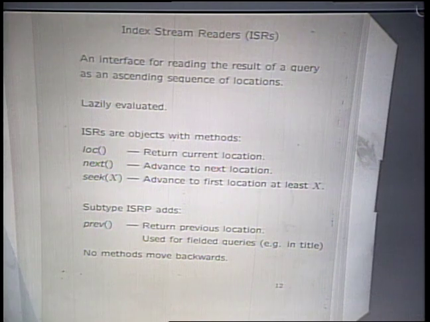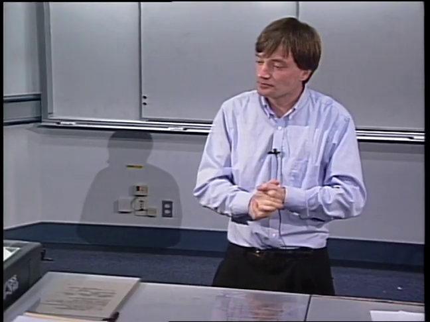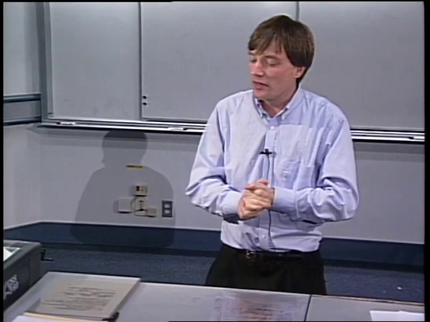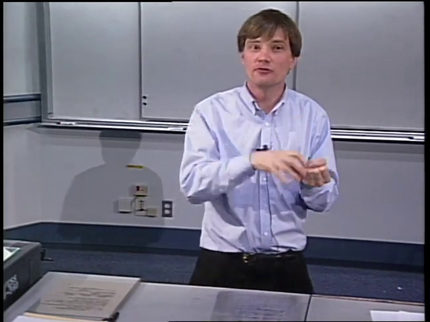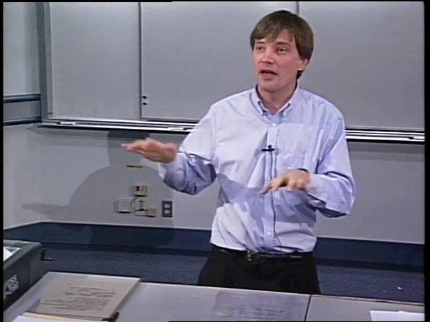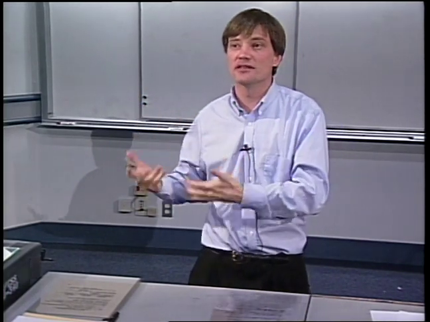These things are actually objects, so they have methods. Of course, this is all programmed in C, so the objects are all done by hand. But there's one basic implementation of this at the bottom, which reads these locations out of the file from this delta compressed list. And there are other implementations which do operations like OR and NOT and things like that. And we'll see how to compose them later.